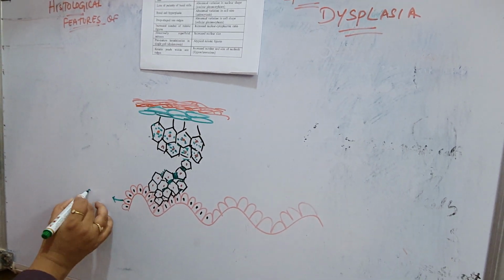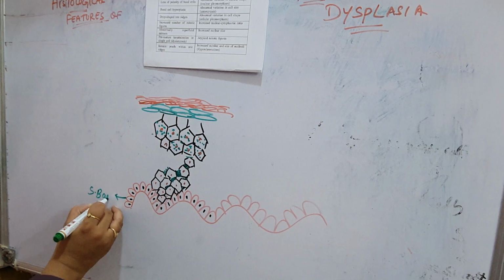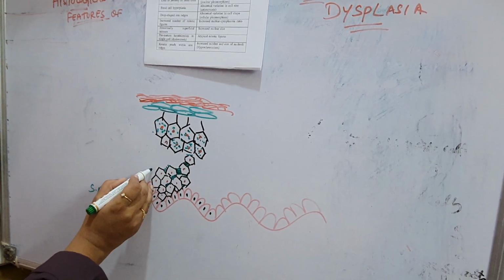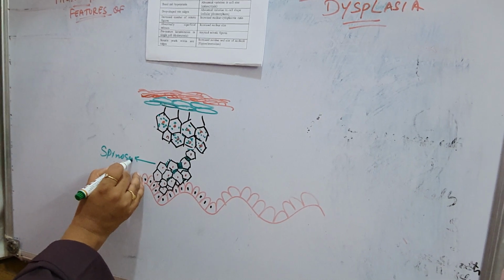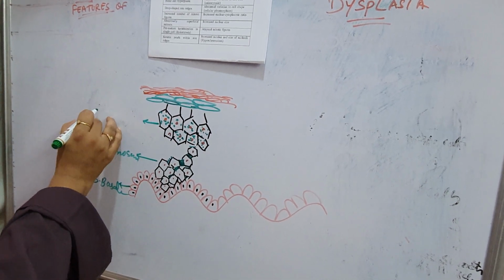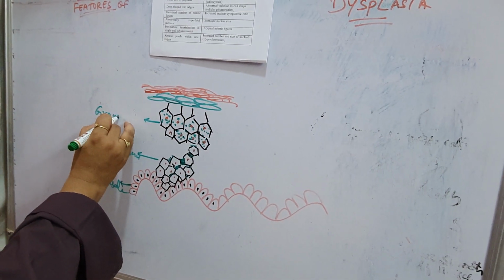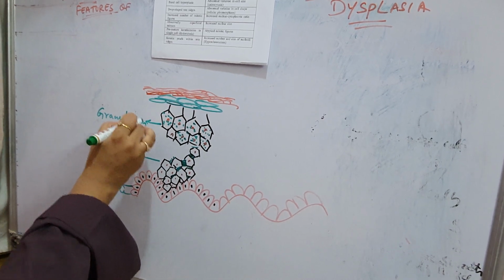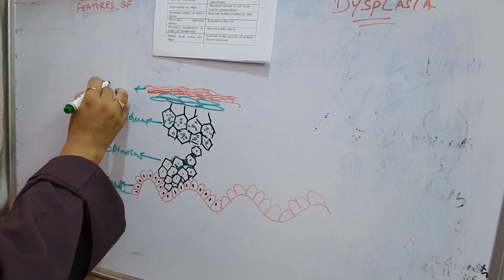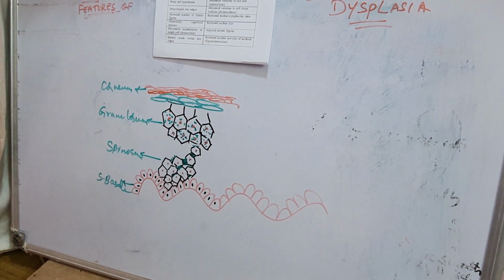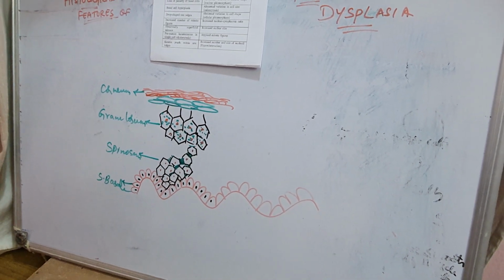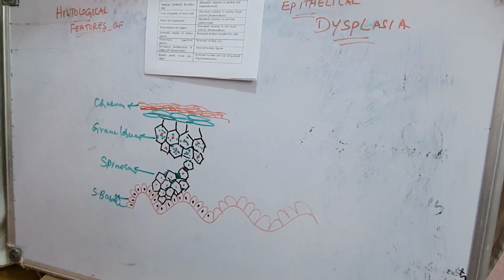The first one is called stratum basale. The next one is called stratum spinosum. The next one is called stratum granulosum. The topmost layer is called stratum corneum. These are the four normal histological layers that are seen in the epithelium or oral mucosa.